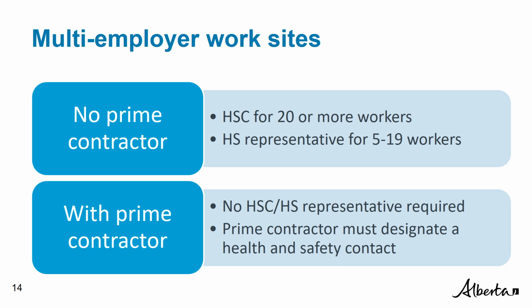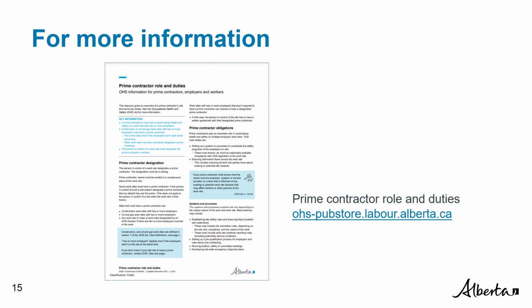If a multi-employer worksite has a prime contractor, a health and safety committee or representative is not required. However, on these sites, the prime contractor must designate a person to ensure employer and worker cooperation and address matters that a health and safety committee would otherwise be responsible for. Workers at the worksite with a prime contractor can still access their employer's health and safety committee or representative. You'll find more details about a prime contractor's health and safety roles and responsibilities on the OH&S resource portal.